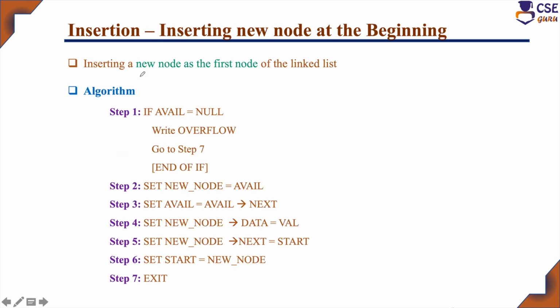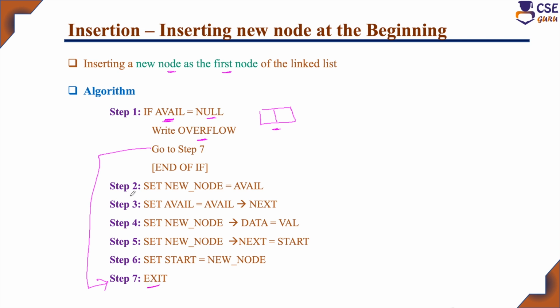So first case is inserting a new node as a first node, that is in the beginning of the linked list. So here step 1, if AVAIL is equal to NULL. What is this AVAIL? If you are going to insert a new node, memory should be allocated for that new node. So first you have to check whether that memory is available or not. Suppose if AVAIL is NULL, memory is not available, write overflow condition. Whatever memory is there, it is completely filled. There is no empty space for the new node to insert. So go to step 7 and exit if memory is not available.